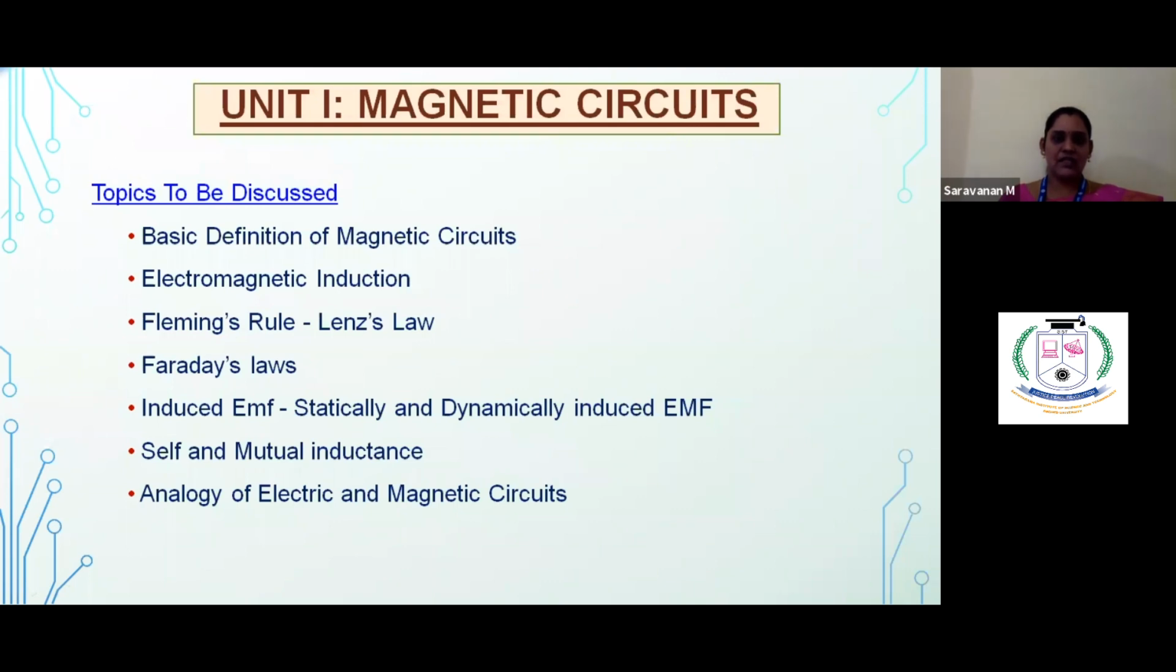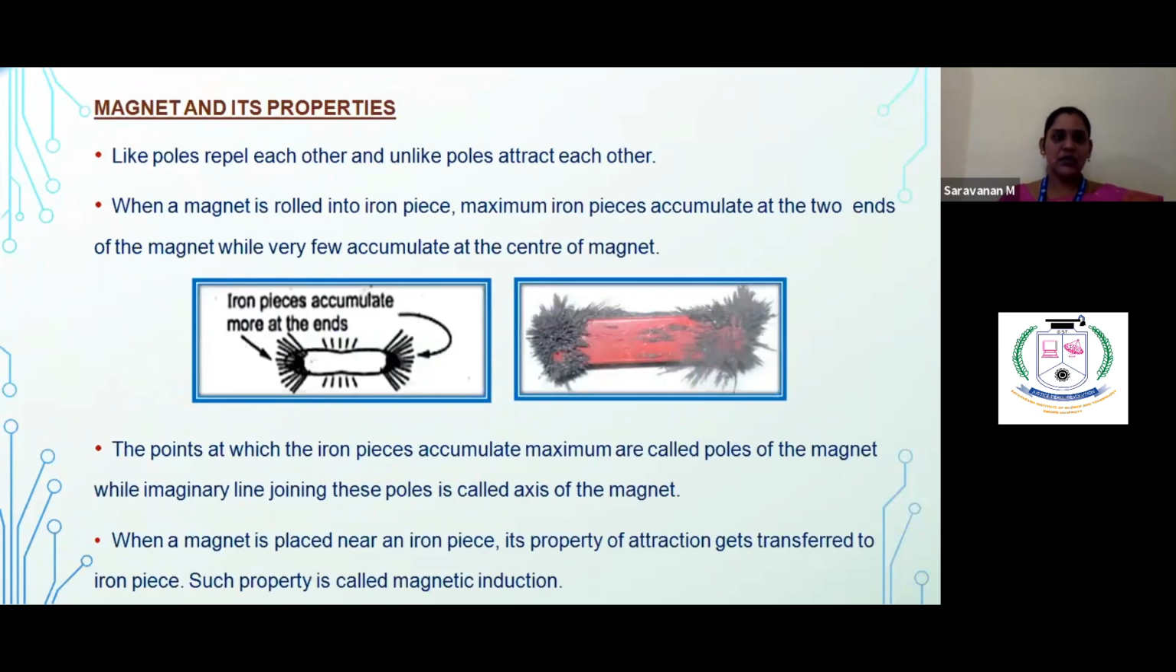First, we will have a glance at the basic definition of magnetic circuits, then electromagnetic induction, Fleming's rule, Lenz's law, Faraday's law, induced EMF, statically and dynamically induced EMF, self-inductance and mutual inductance. Finally, we will have an analogy, that is, a comparison of electric and magnetic circuits. This online class is arranged to make it very useful for you to clear your arrear paper. Now, starting with magnetic circuits, you know what you mean by a magnet.